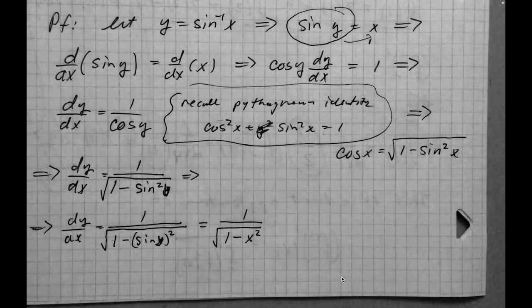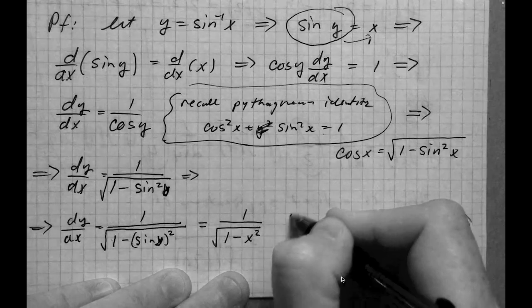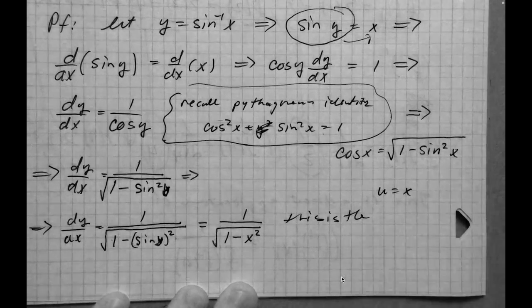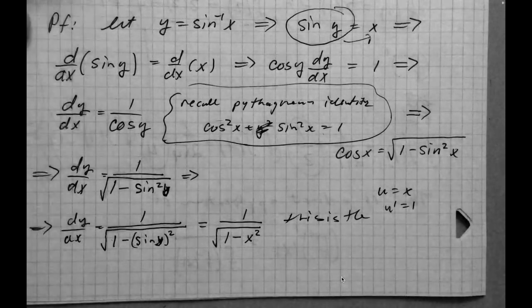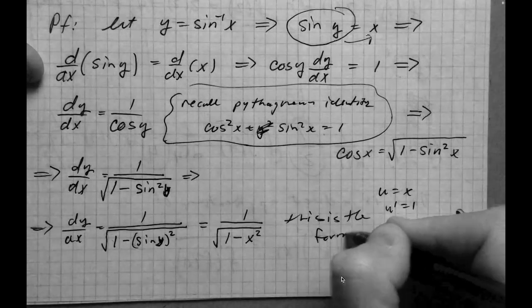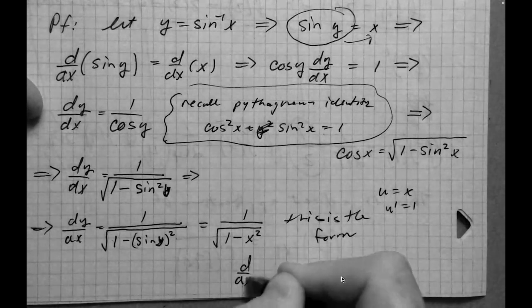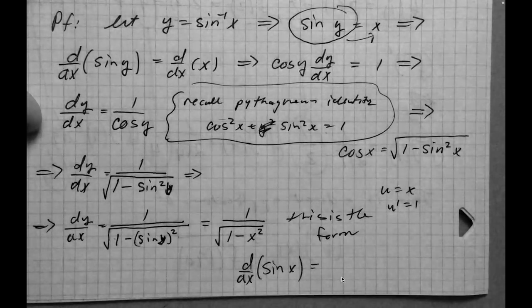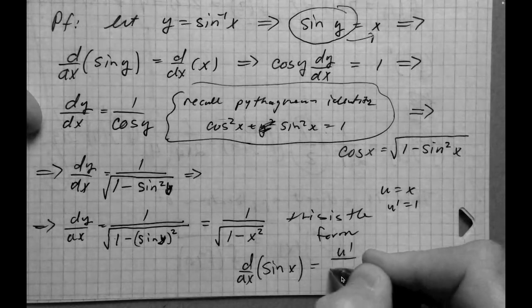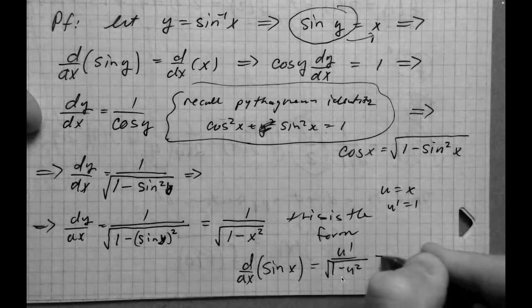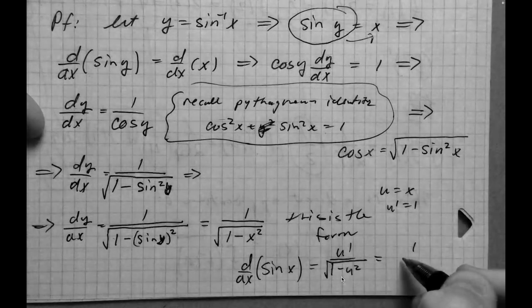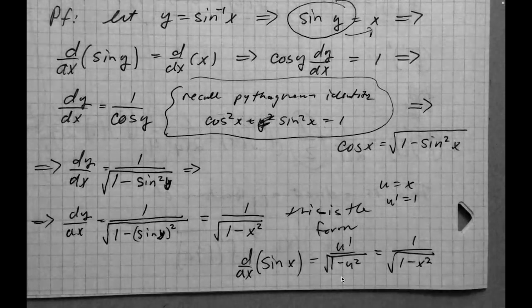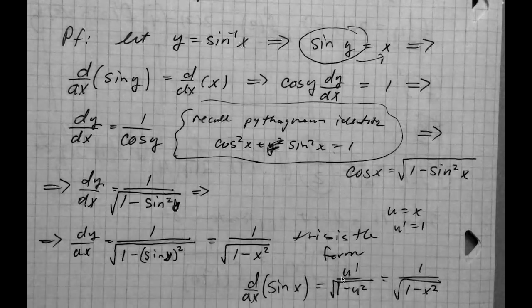Okay? And so in this case, this is the u. So in this case, u is equal to x, right? And so u prime is equal to 1. So this is the form, right? If we have d dx of inverse sine of u, then that's going to be u prime over the square root of 1 minus u squared. Well, if u is just x, then this would be 1 over the square root of 1 minus x squared. Okay, so we can see that this obviously matches the form in the case of inverse sine.